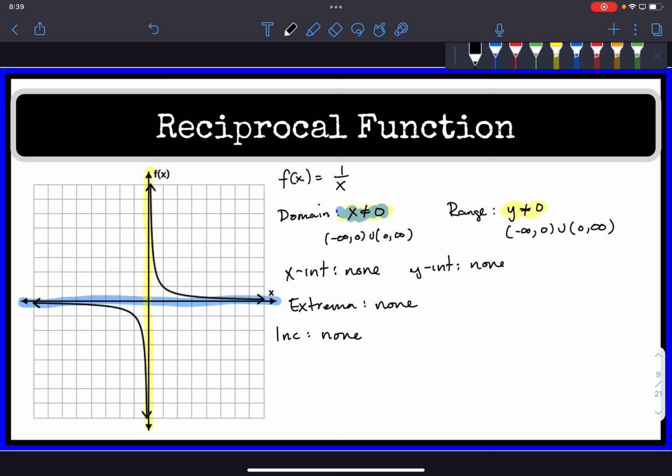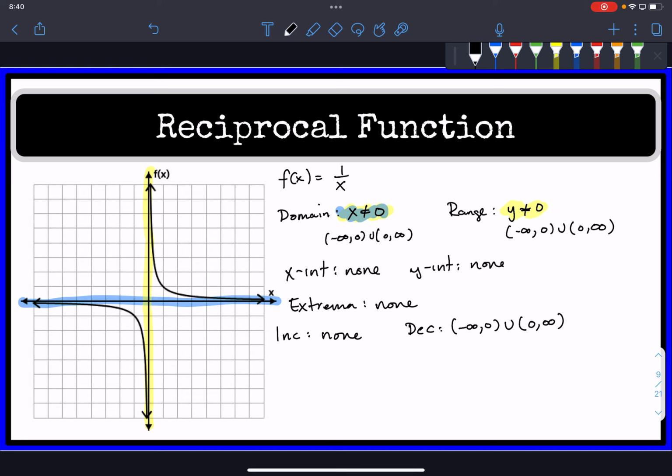It never increases. This is probably the only graph that does not increase. Notice from left to right, going in that direction, this graph is going downwards. It jumps over this infinite discontinuity, continues from up here, and then continues to go downwards again from left to right. So it has no increasing interval, and this function only decreases in its domain. It only decreases from negative infinity to 0, and then decreases from 0 to positive infinity.